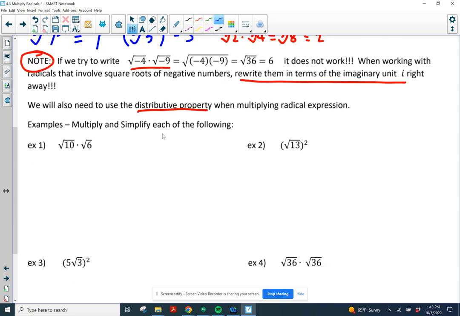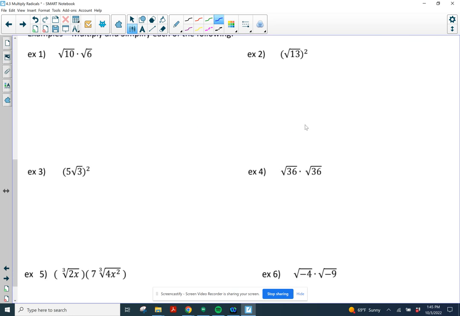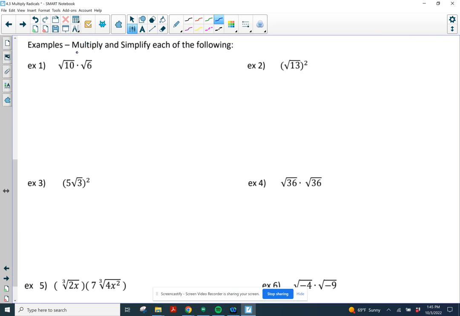So let's do example 1. Let's read the instructions. Multiply and simplify each of the following. So our final answer should be simplified, but we're multiplying. You notice that's a multiplication symbol right there? We're multiplying. So square root of 10 times the square root of 6. The rule up above said I can do 10 times 6, which is 60, and make that a single square root. So then we're going to take the 60. I know there's a pair of 2's in there because the 10 has a 2 and so does the 6.